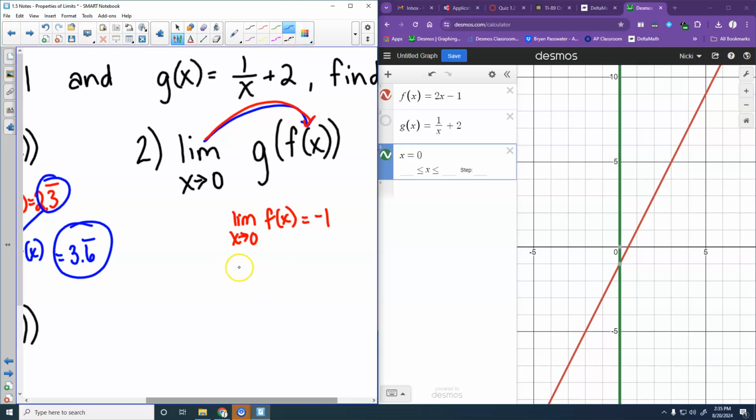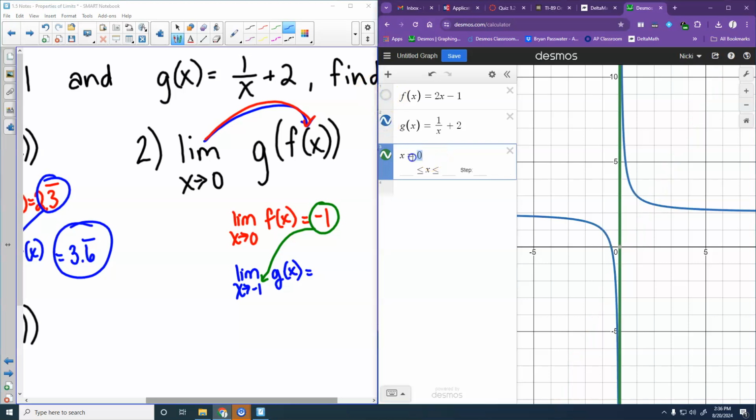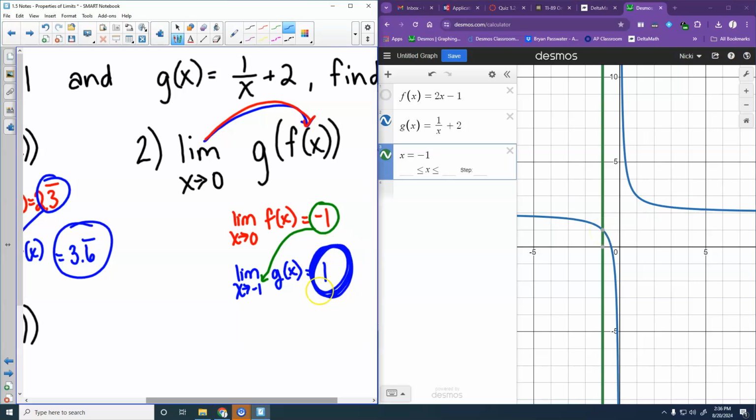Well, that becomes what we're approaching for our g of x, right? So whatever you get as your answer of the inside is what you're approaching here. And for that, let me cut off f, make this g, make this -1, right? Our g of x, as we approach -1, it is +1 for that. So +1 would be our answer.